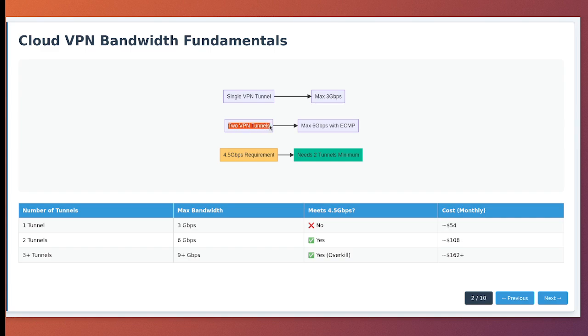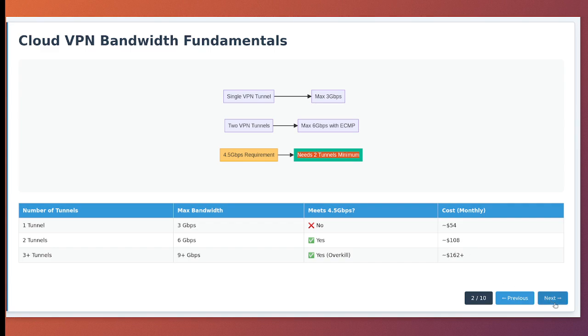With 2 tunnels, you can achieve up to 6 gigabits per second of aggregated bandwidth, which exceeds our 4.5 gigabits per second requirement. This is why you'll notice that most options mention 2 tunnels. It's the minimum needed to meet the bandwidth requirement. Using more tunnels would work, but it increases cost unnecessarily.